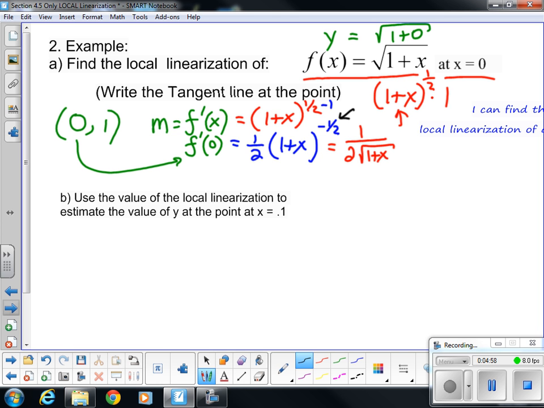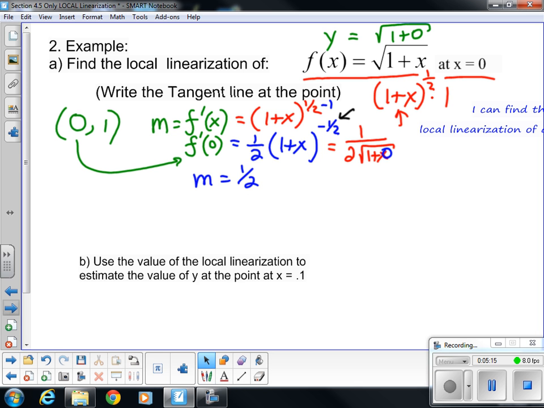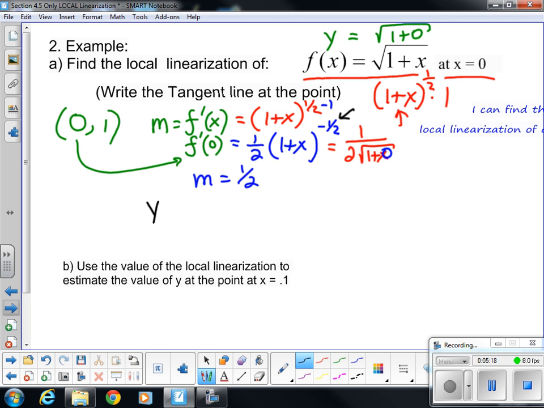If we take that derivative equation and put a 0 in for x, we have 1 over 2 times 1, so that's just 1/2, right? So m equals 1/2. Now we just need to write the equation of the line, and then we have one other part to this problem. So y minus 1 equals 1/2 times x minus 0, or just x. And so if you were asked to write in slope intercept form, you get, I'm going to add 1 to both sides, y equals 1/2 x plus 1.